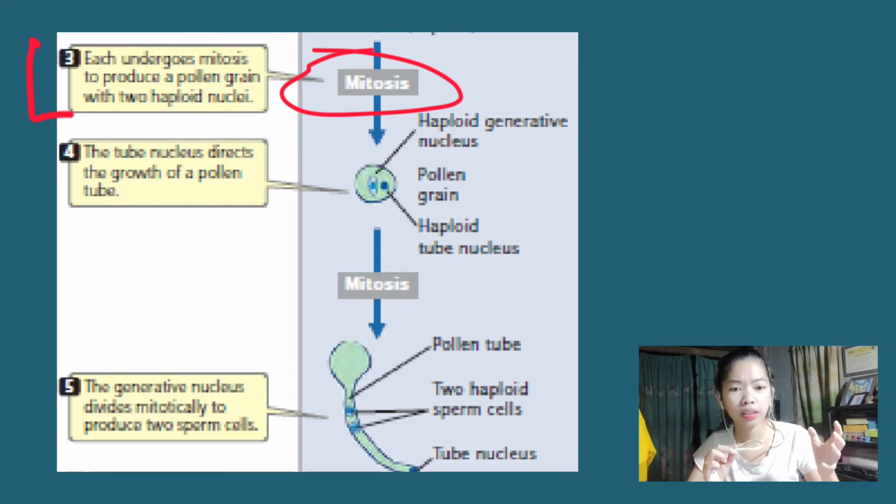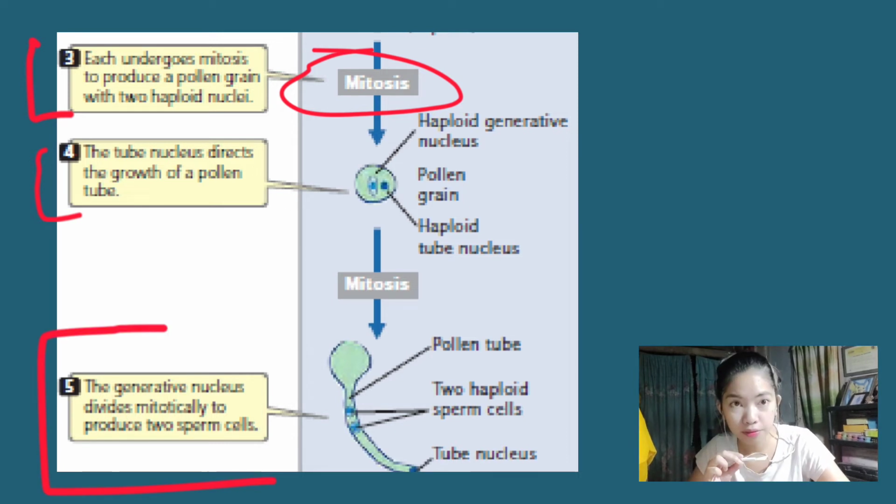Inside the pollen, there are two distinct cells, namely the tube cell and the generative cell. The tube cell, or the tube nucleus, directs the growth of a pollen tube, while the generative cell divides to produce sperm cells. And all that process happens in the stamen.